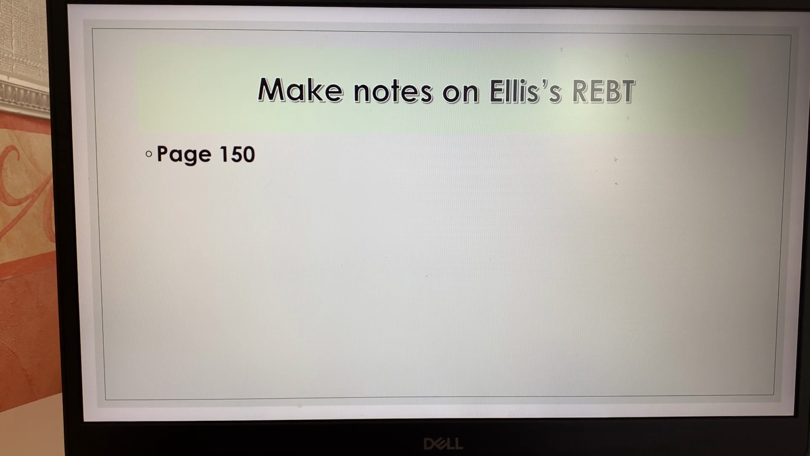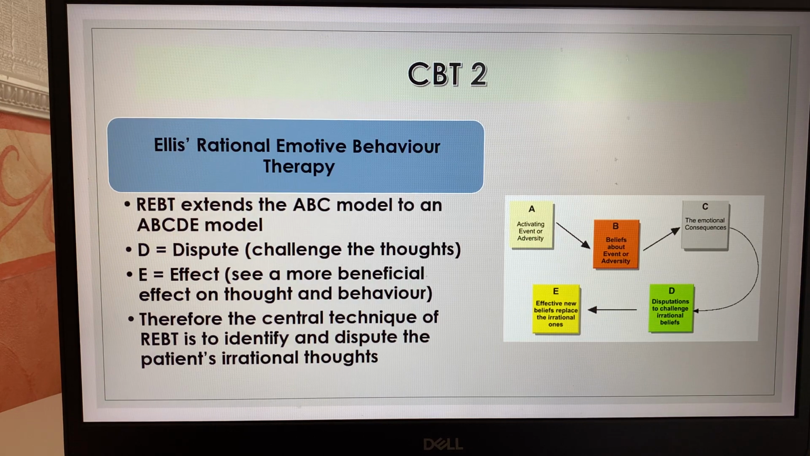So Ellis also has a method of CBT. On page 150, go away and make notes on it. How is it similar or different to Beck? So pause this now and go and do that. And then we'll talk about it here.